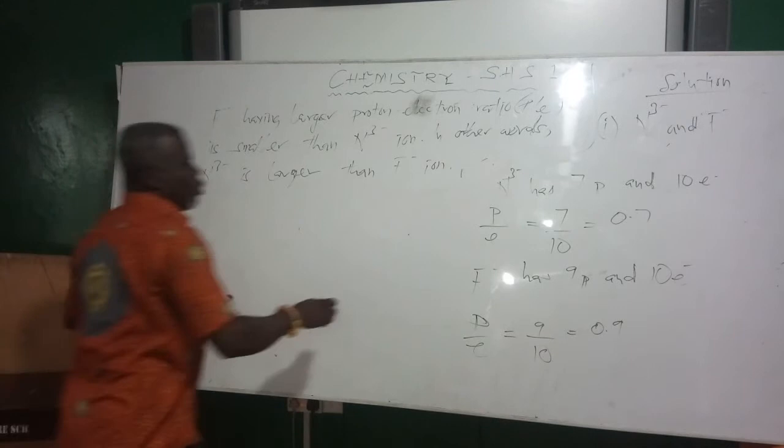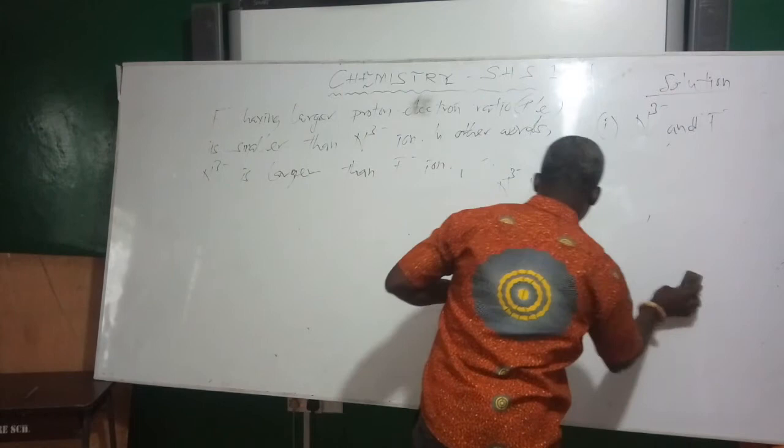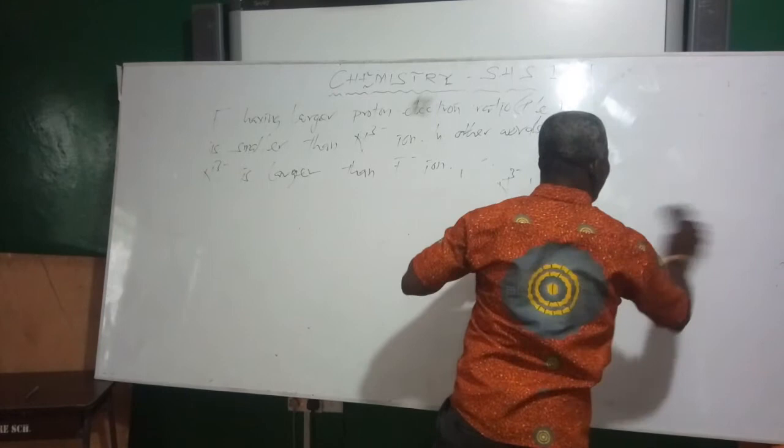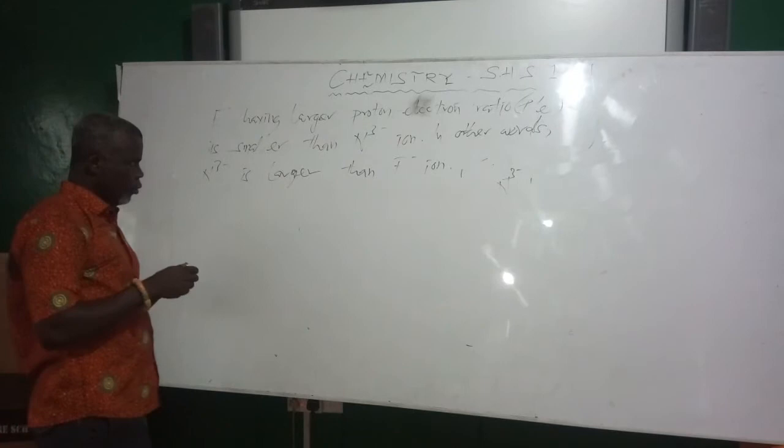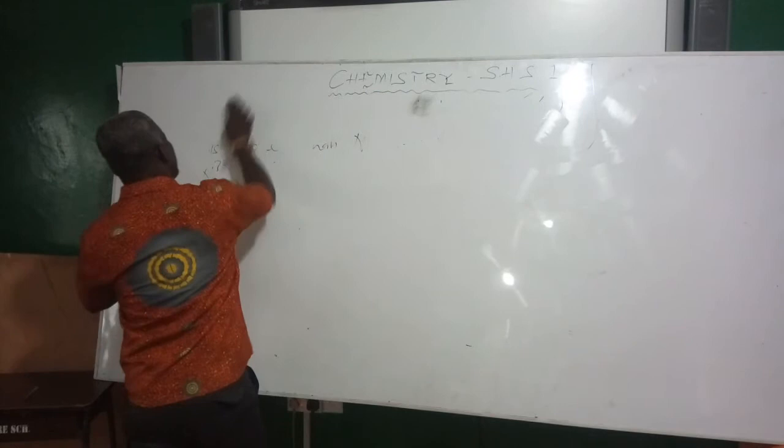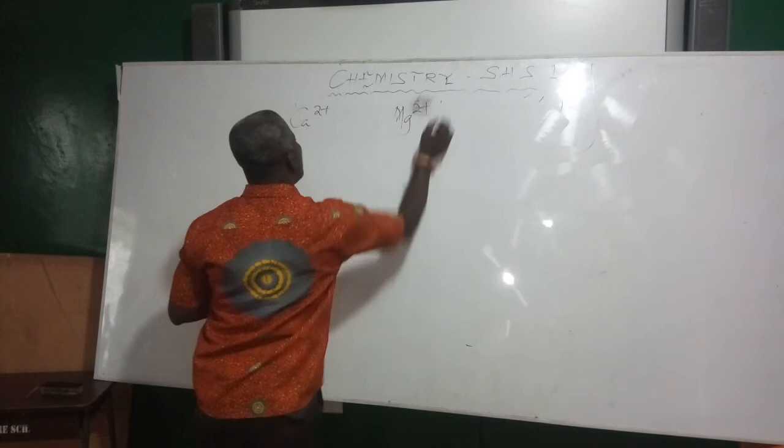Let's do the last one. The last example, we should compare the calcium ion and the magnesium ion. We are given Ca2+ and Mg2+. For this one, let's look at the proton-electron ratio.